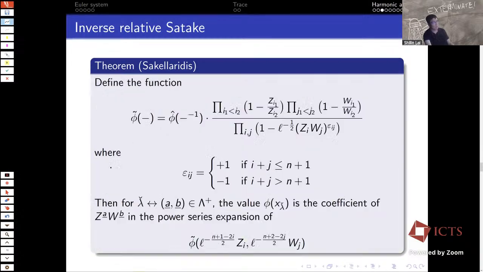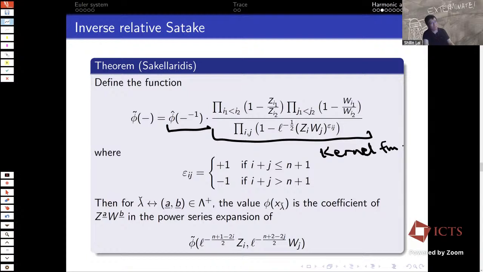This is the Fourier transform. This is a kernel function. More abstractly, this is the Plancherel measure associated with the variety X. Some definition. Eventually, we get the value.